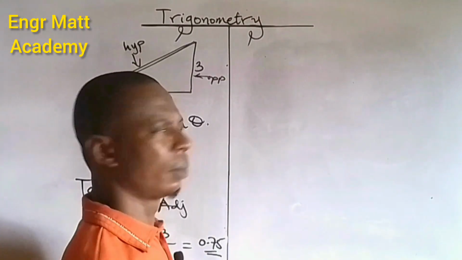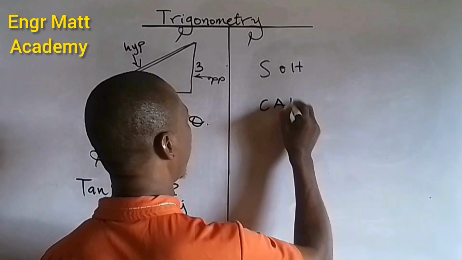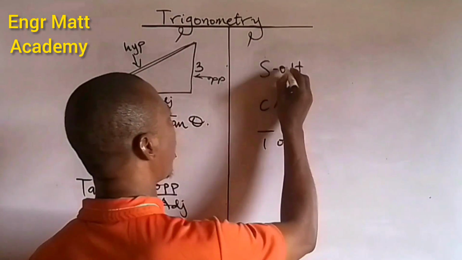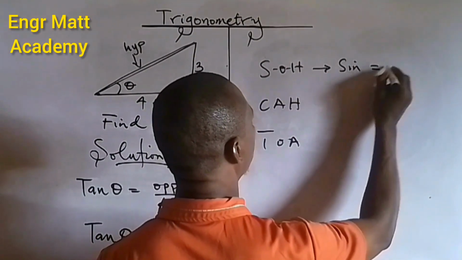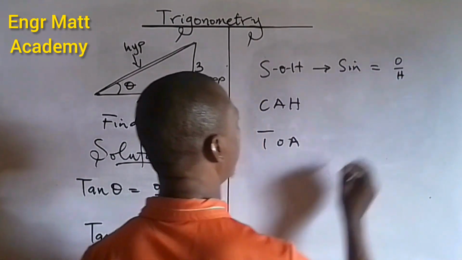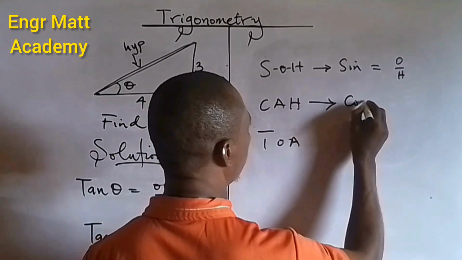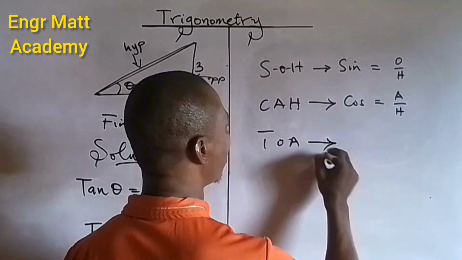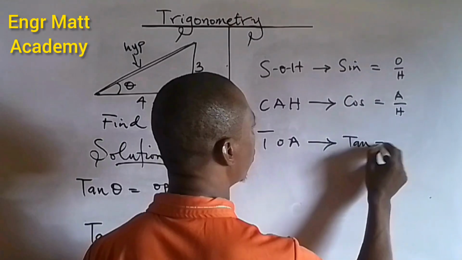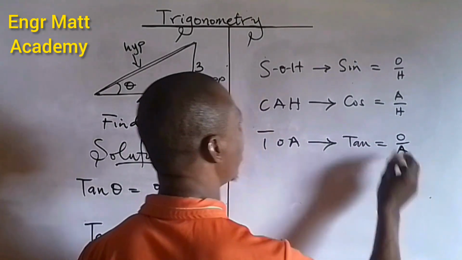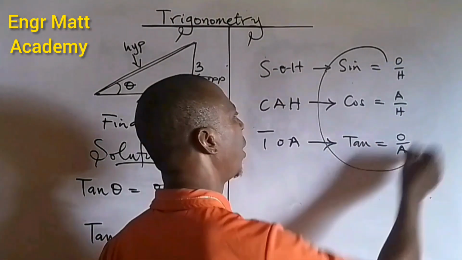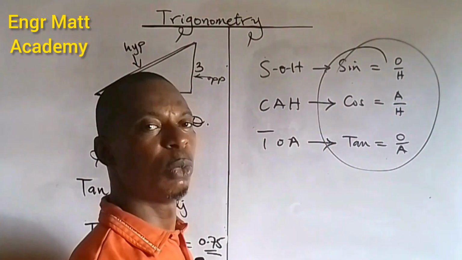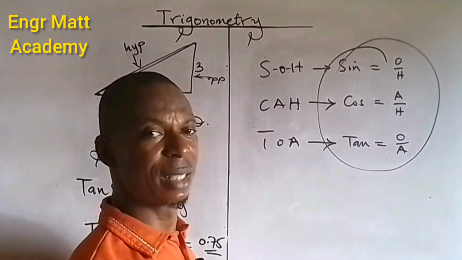So here's what will help you to never forget. Remember SOH CAH TOA. Sine is equal to opposite over hypotenuse. Cos or cosine is equal to adjacent over hypotenuse. And tangent, tan, is equal to opposite over adjacent. You can remember this. You are 90% safe in your exams.